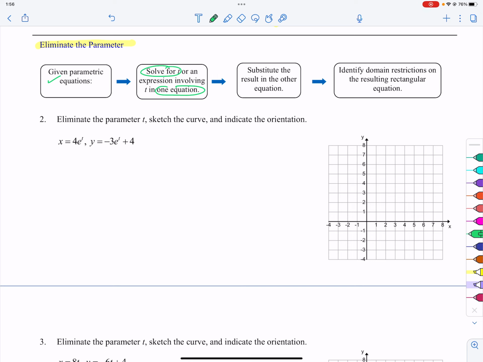Then we'll substitute that result into the other equation, and then we will go ahead and identify the restrictions on the domain, because now we will have a rectangular equation. So we'll start with parametric equations, and we'll end up with rectangular equations.